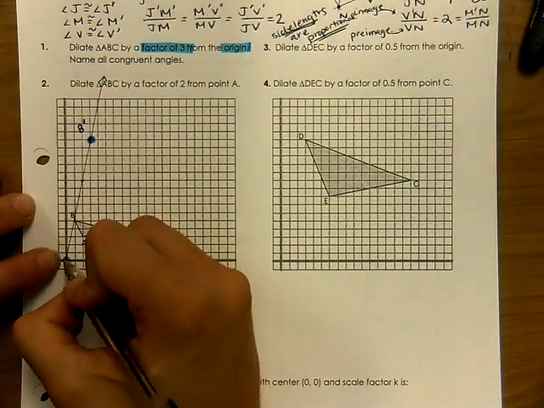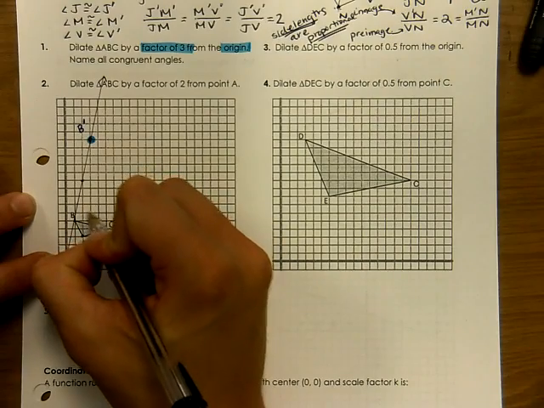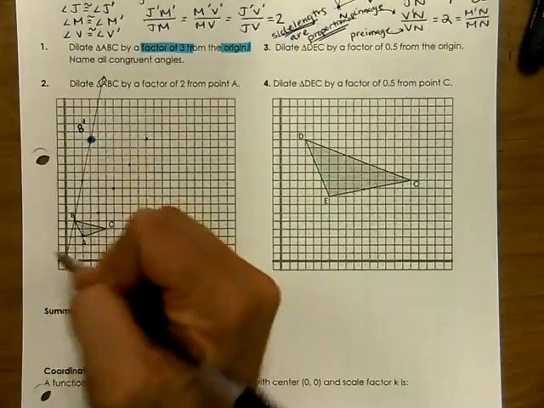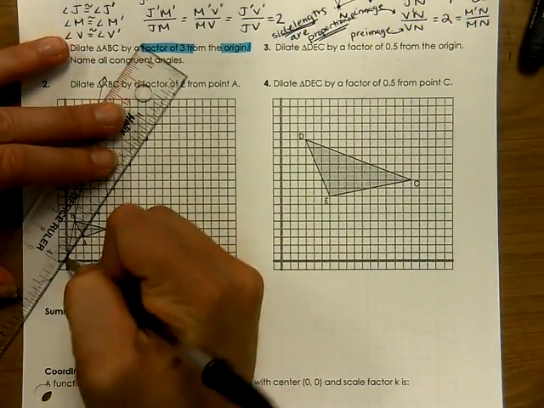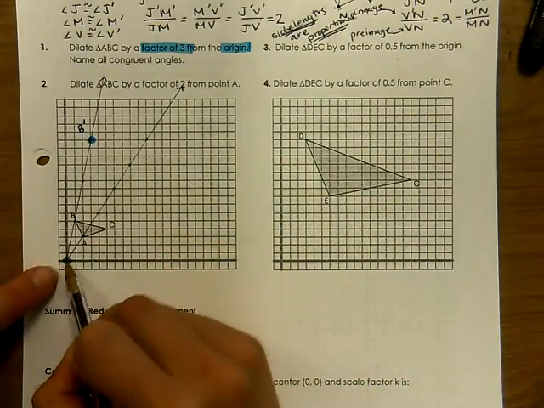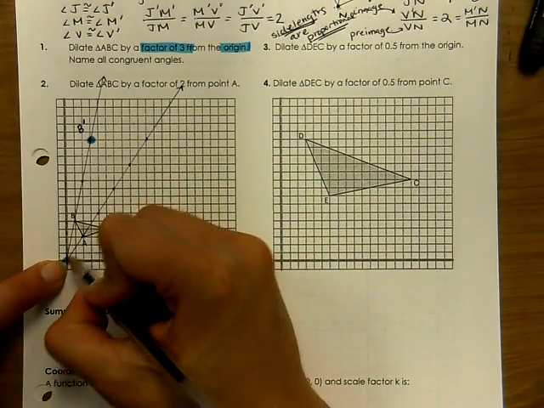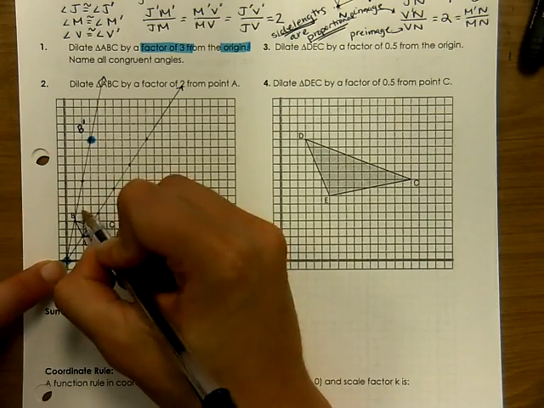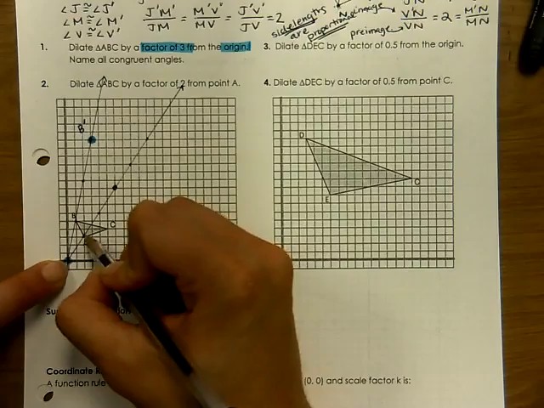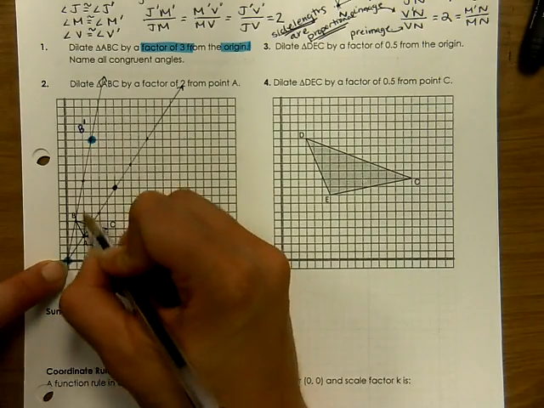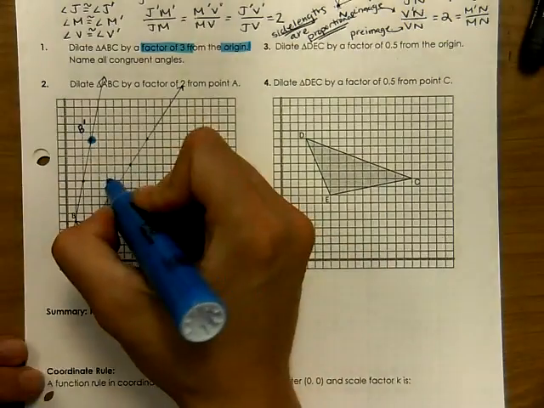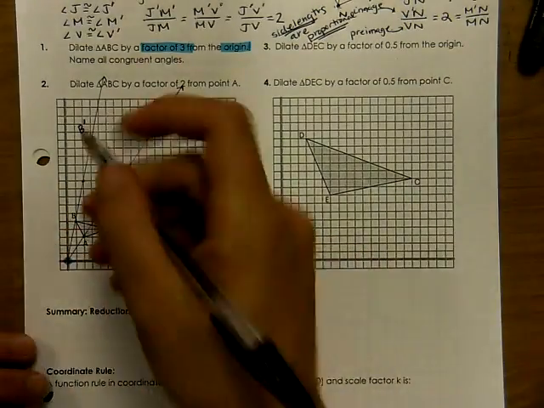So if we do it for the rest of these, here I rise 3, run 2. So I know that A prime is going to be somewhere on this ray, and I need to triple the distance from the center of dilation to A. So here's one distance, rise 3, run 2. I need to do that 3 times total from the center of dilation, or 2 more times past A. So 1, 2, 3 times that distance, and there is my point A prime. So I can label that A prime.